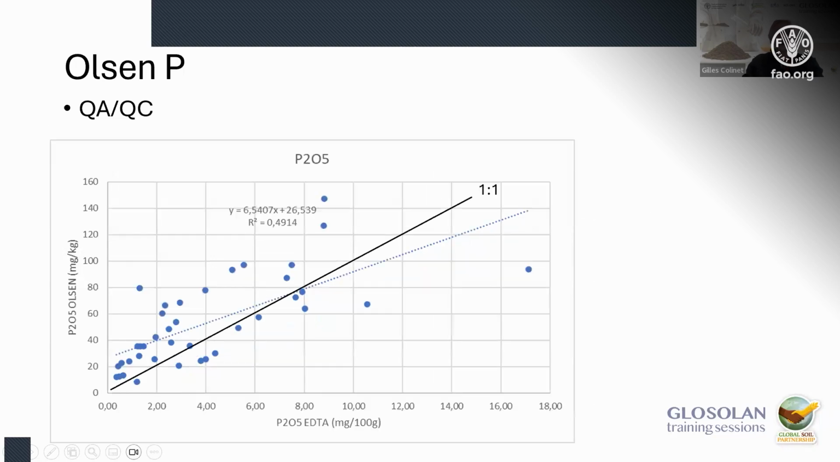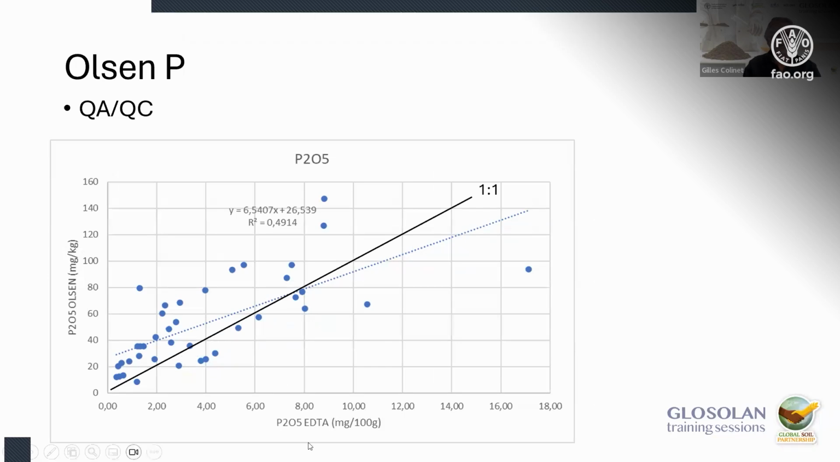But as you have a very good R square, you could transform one method to another one. We also compared the Olsen from the FAO-GSP with, as we made EDTA extraction for other parameters, we just measured what we could measure in this extract, and we measured the phosphorus. So both are made in our lab with different methods, and gives you an indication of the differences here linked to the extraction solution.